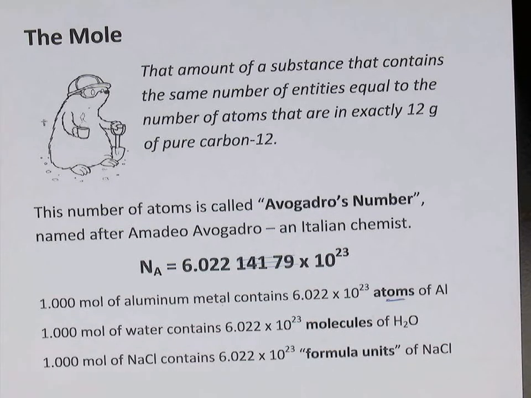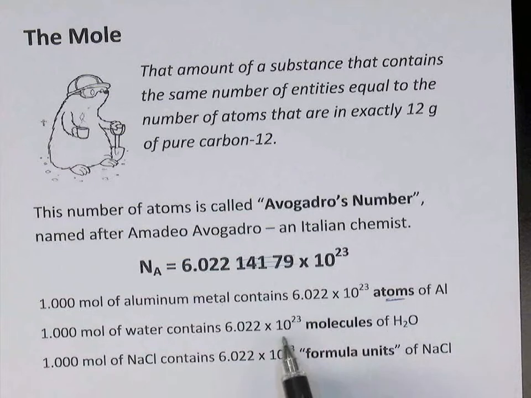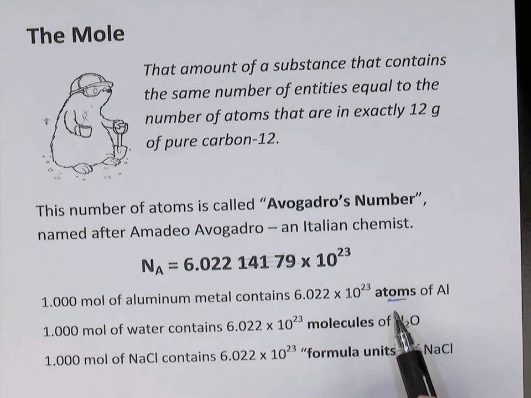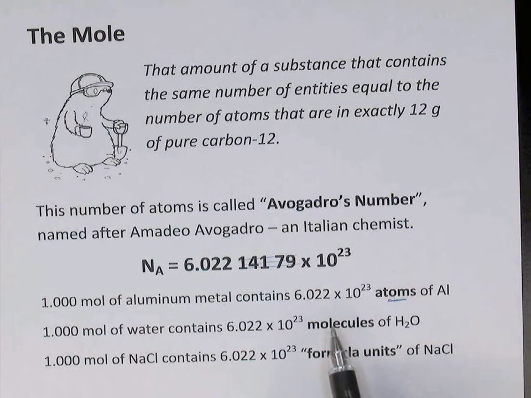So why did we use the word atoms here? Well, the word atoms is used because we were talking about aluminum metal. Aluminum, if you were to magnify it down to the particle level, is made of simply atoms of aluminum. So in this case, you have Avogadro's number of atoms in 1 mole.